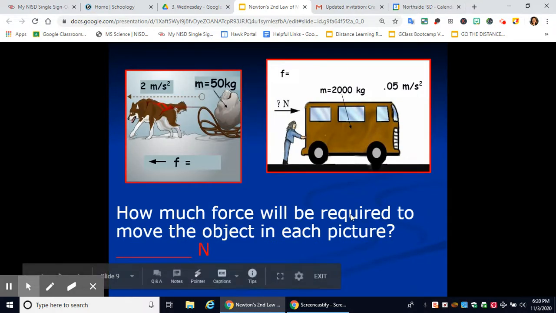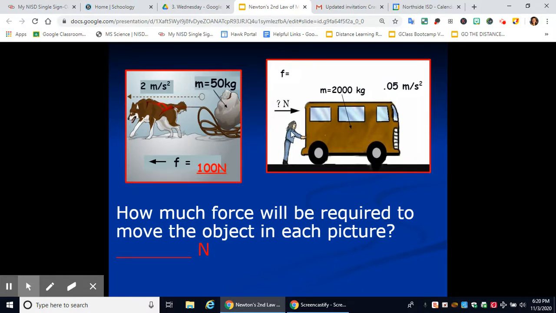How much force will be required to move the object in each picture? So here you have a dog pulling a rock on a sleigh. They're asking how much force, what's your net force? If you look at your units here, they're kilograms, so here's your mass, and your unit here is meters per second squared, so this is your acceleration. Remember your formula, net force equals mass times acceleration.